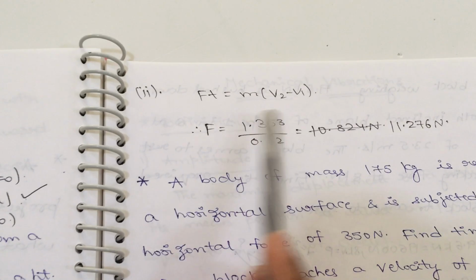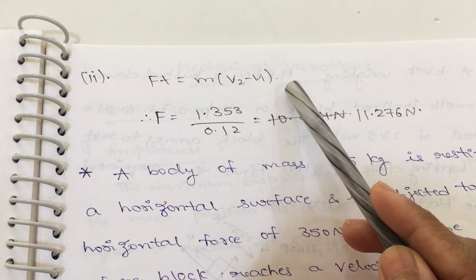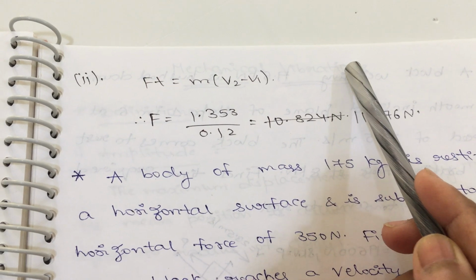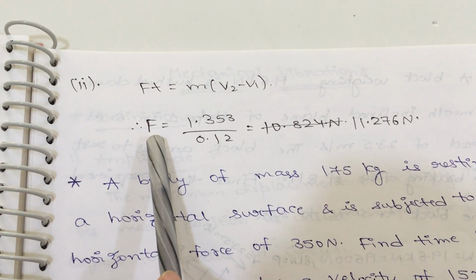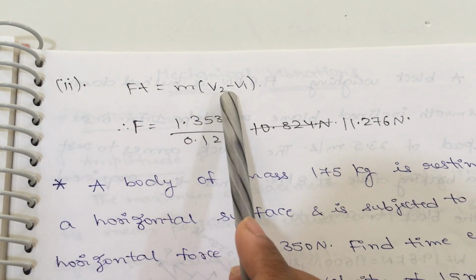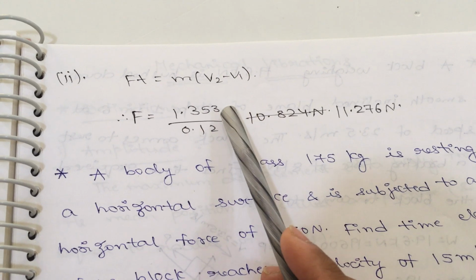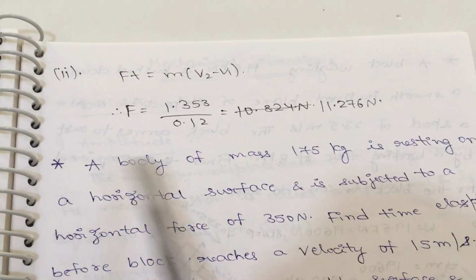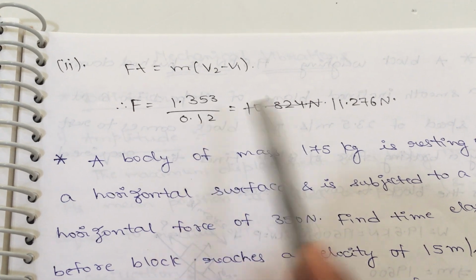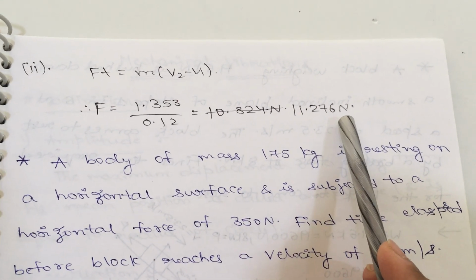Now in the second bit they are asking us to calculate the force value. So you can use the impulse momentum equation directly. Now from that equation make F the subject. Then m into v2 minus v1, that we have already calculated in the first bit. So substitute the value from the first calculation. Next, the time value is given in the question. So substitute the time value. So you will get the force value as 11.276 Newton.